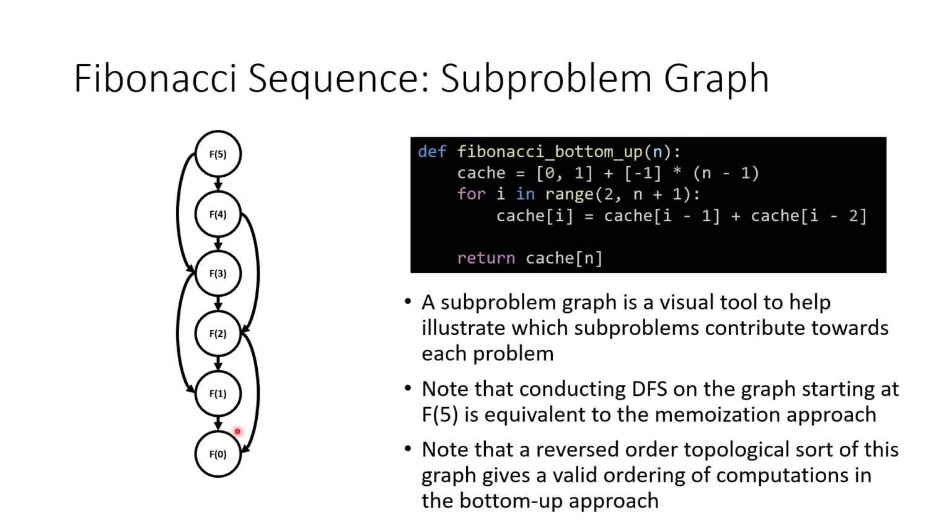To know which subproblems to solve first, you can do a reversed topological sort of the graph. So just imagine all of these edges were pointing the other way. Instead of pointing towards its dependencies, the dependencies are pointing towards it. So imagine all of these edges were flipped. A topological sort on that graph would give you a valid ordering of computations to do in the bottom-up approach.